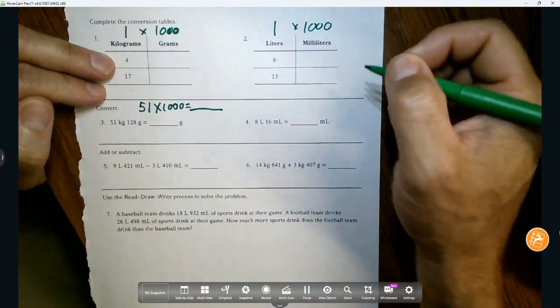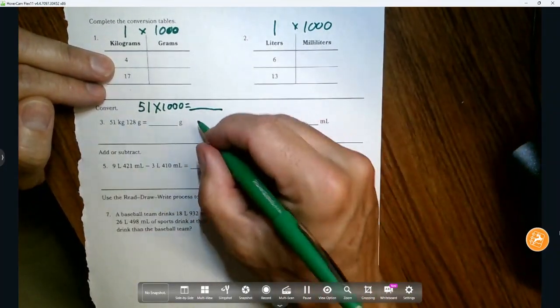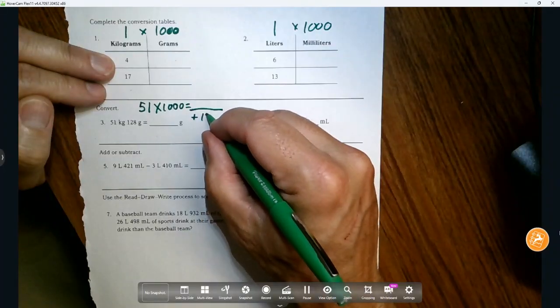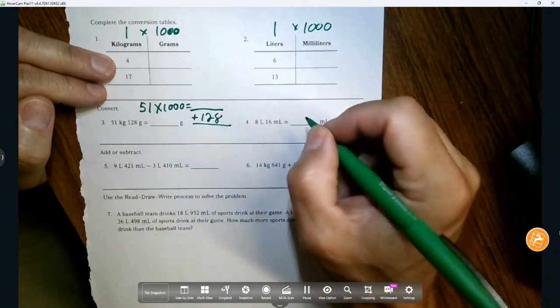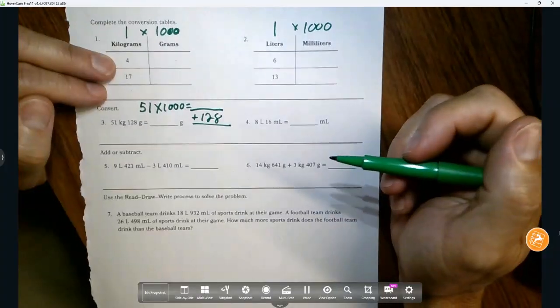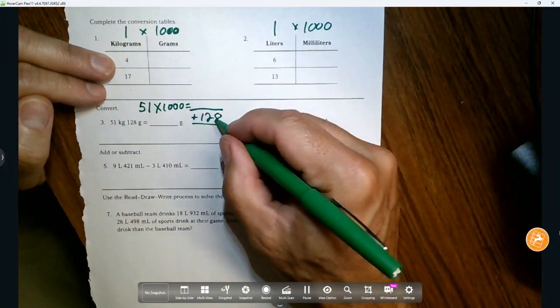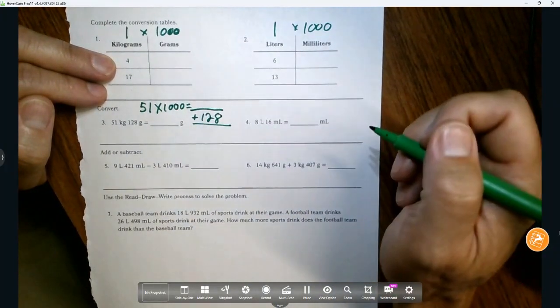All right, we'll find the answer there. Then you're going to take this answer and add it to 128, and that will give you our answer down there. Make sure this is ones, tens, hundreds. Line it up the same way.